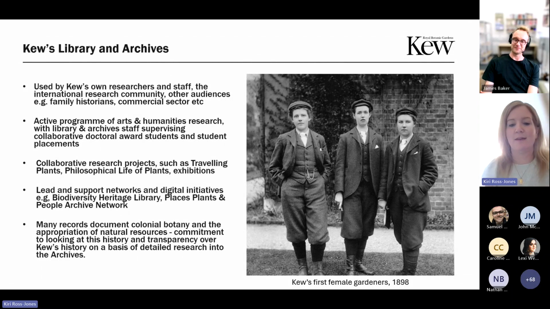As you can probably guess from that previous slide showing some of the collections, many of our records document colonial botany and appropriation of natural resources. We have a strong commitment to looking at this history and to transparency over this through detailed archive research, but also by making our collections fully accessible, which again is something this collaborative project contributes to.